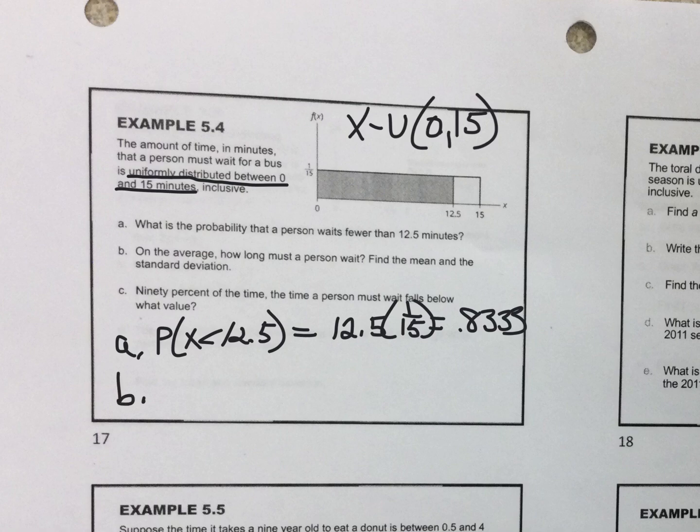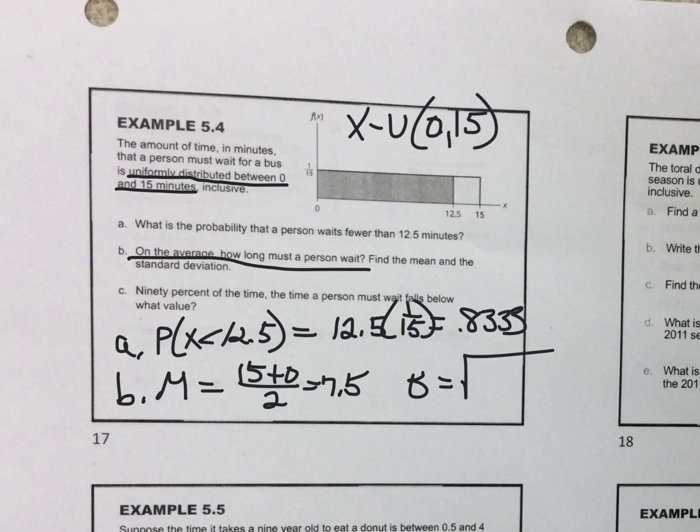On average, find the mean. That's what it's asking. On average, how long must a person wait? On average, that's the mean. So the mean is A plus B divided by 2. And the standard deviation is A minus B squared over 12. I don't actually have that answer written down, so you can put it in your calculator.